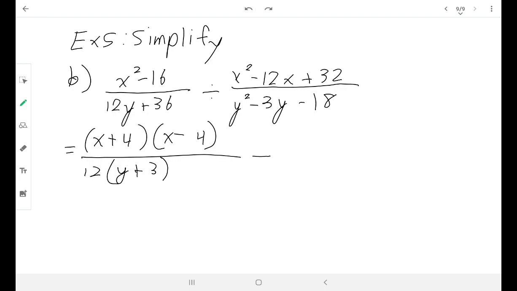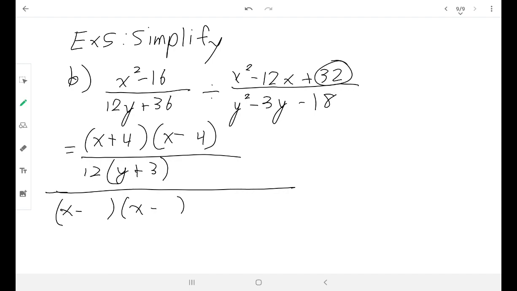You know what? Instead of writing the division sign, I'm going to make this a real big fraction. So let's see here. Here's something to factor. A plus here means that it's both that, so it's x minus times x minus. And then I need two things that multiply to make 32 and add to make 12. And if you think about that, that's 4 and 8.